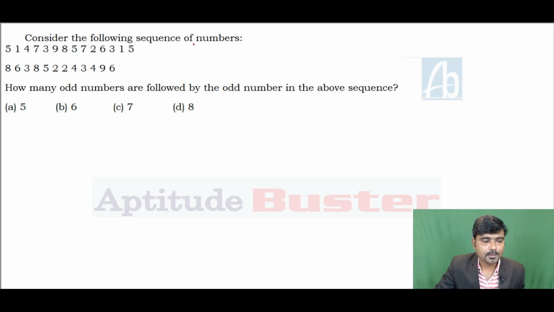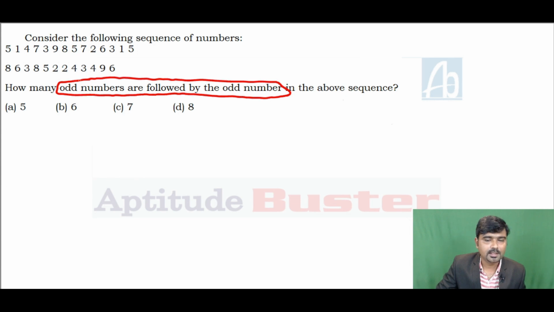Consider the following sequence of numbers. How many odd numbers are followed by odd number in the above sequence? It's a very simple one. Odd numbers are followed by odd number. Very simplest question. Just to find out the pair of numbers, pair of odd numbers. 1, 2, 3, 4, 5, 6. So the answer is 6.